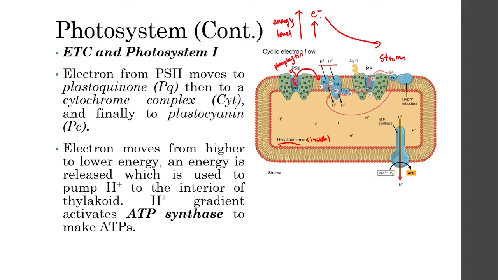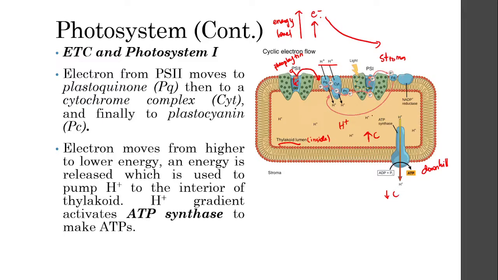And then eventually, when there's so much H+ inside the lumen of the thylakoid, this H+ then moves downhill. So it moves, basically just simple osmosis, from an area of higher concentration to an area of lower concentration. Remember our discussion on osmosis?